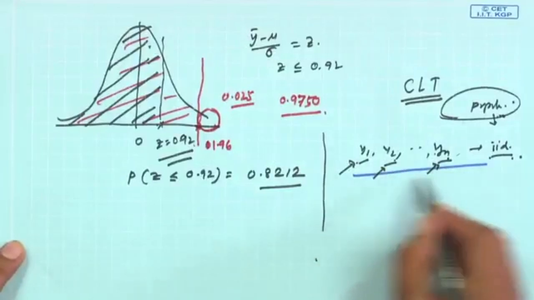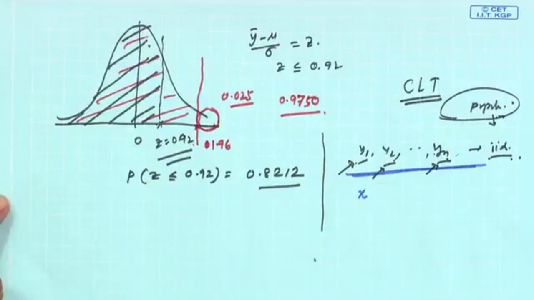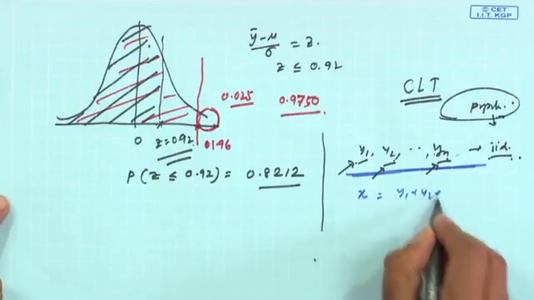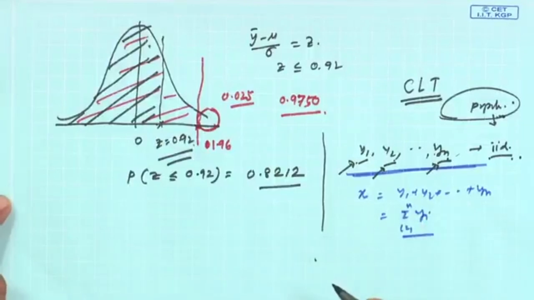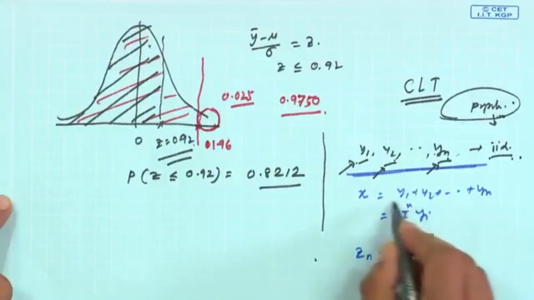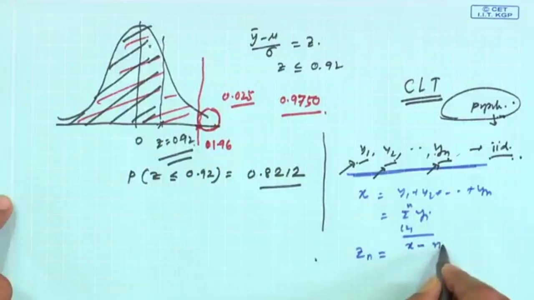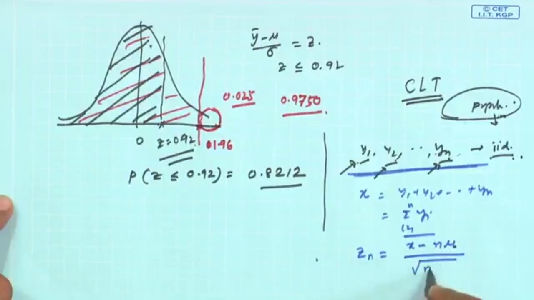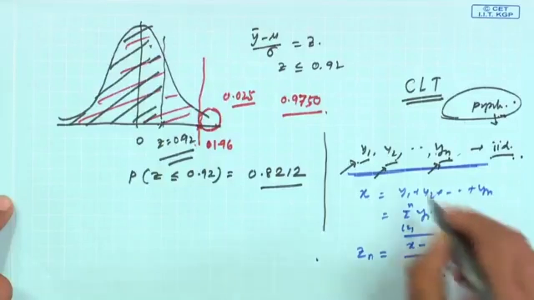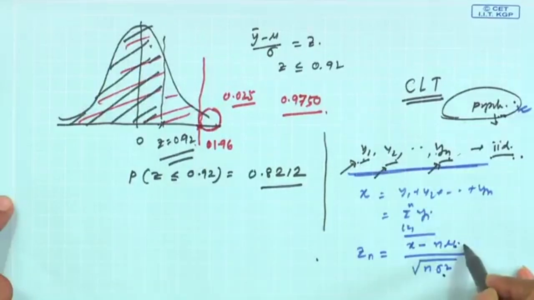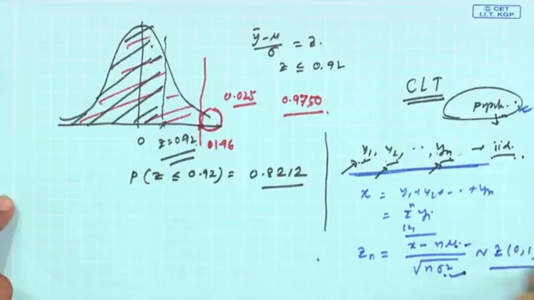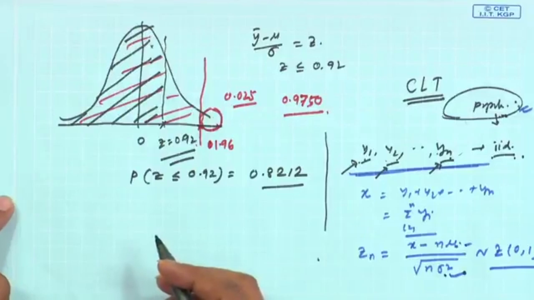So, y1, y2, yn you have collected, or you will be collecting, and you are creating another variable called x, which is y1 plus y2 plus ... yn, that means the sum of yi, i equal to 1 to n. Okay. So, now you can create the z distribution, where we write z n, which is x minus n times mu divided by root over n sigma square, where mu and sigma are the parameters related to this population, and hence the expected value of yi is mu and the variance of yi is sigma square. Okay. So, then this is unit normal.